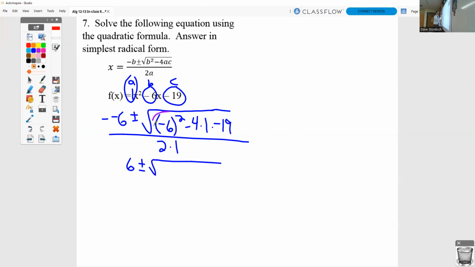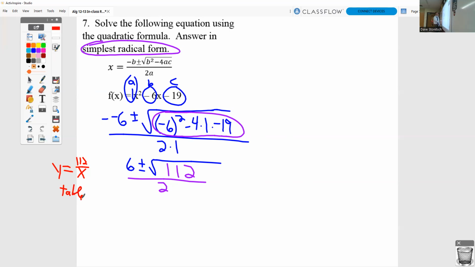Negative of negative 6 really means negative 1 times negative 6, which is positive 6, plus or minus. When you type this into the calculator, negative 6 inside parentheses squared minus 4 times 1 times negative 19, you get 112 all over 2. Now, 112, notice that it does say simplest radical form. We can simplify 112. I would do 112 divided by x in my y equals, and then second, table, to find the factors of 112. 112 is really 16 times 7, with 16 being a perfect square.